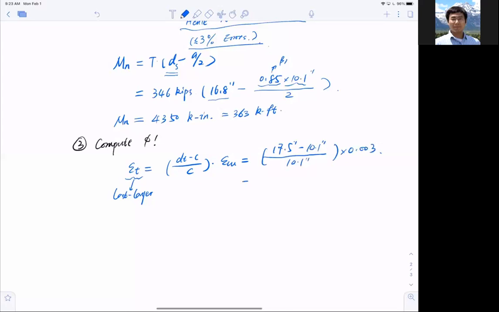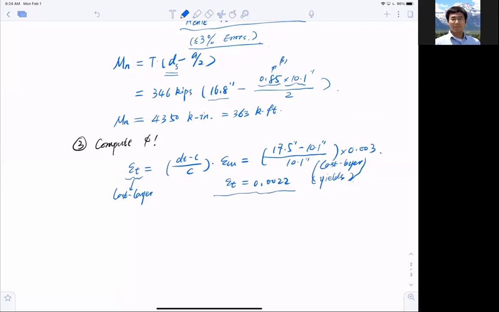And I got this number to be 0.0022. Okay, this is epsilon t. You will find it a little bit interesting because this one does yield. It is yielded now, slightly on the margin, but it yielded. So funny that the last layer yielded, but if you check the other layers or the group of bars, they don't yield, meaning the top layer does not yield. But that's fine.